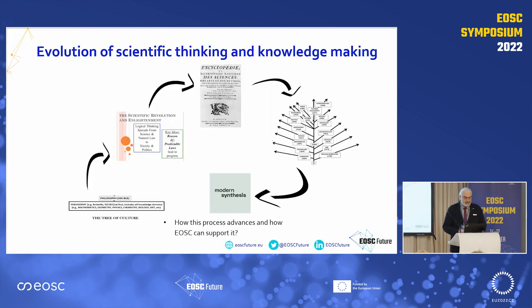So the next slide summarizes some snapshots into the centuries where very significant things happened in the evolution of scientific thinking and knowledge making. We start with the Greek philosophers, who tried to understand the patterns and the processes of the physical world and its phenomena. Aristotle summarized quite a lot of the hitherto knowledge.